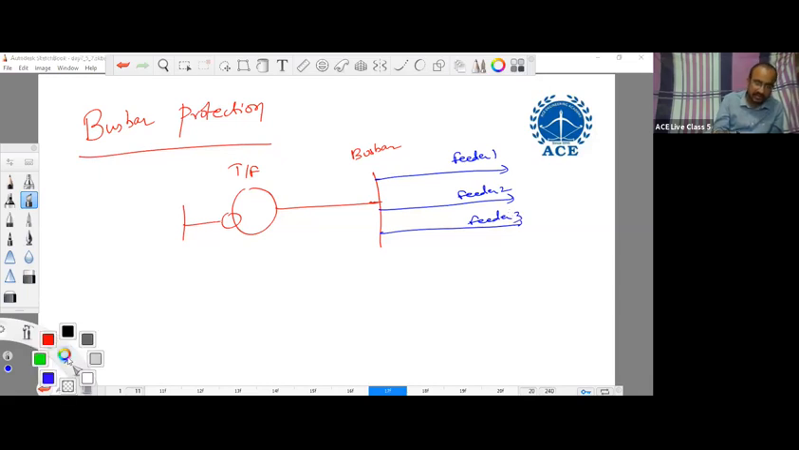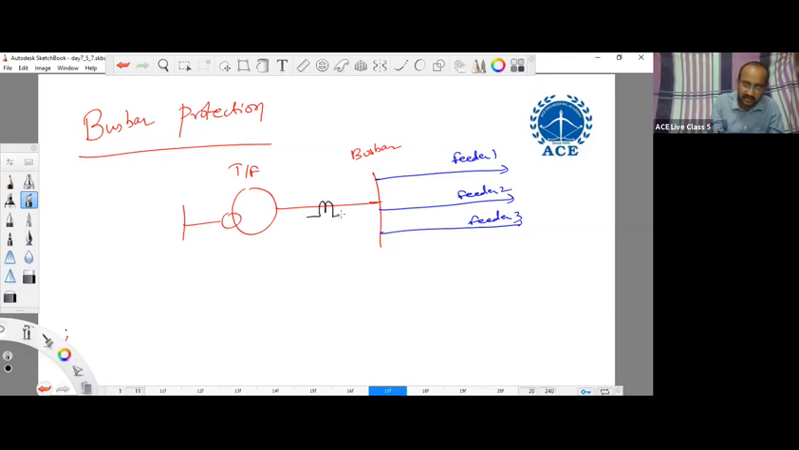Now how do you implement bus bar protection? How is the bus bar to be protected from a short circuit fault? That is the question. While explaining the differential relay, I said the bus bar is protected by using what? Percentage differential relay. So how do you implement the percentage differential relay?